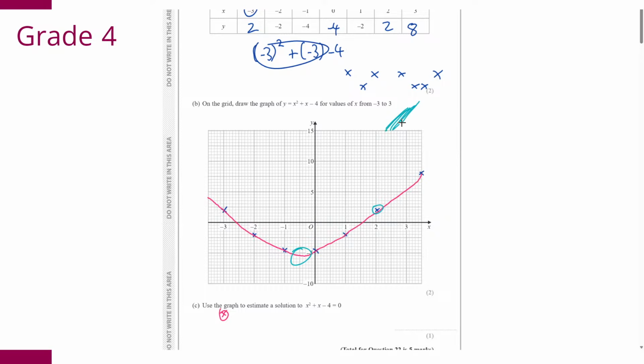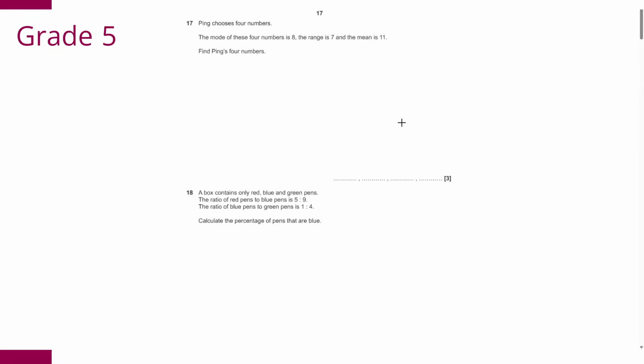Right. The first grade that I spotted was a grade 5. So someone has said, I want to do a grade 5, which is the point of today. So what I'm going to deliver, I just need to set up a few things first for each question. Okay, Ping chooses 4 numbers. Now, whenever I get a question like this, I always just do 4 boxes, right? So I've got straight away in my head what we're looking for here. We're looking for those 4 boxes, right? The mode of the 4 numbers is 8, the range is 7, and the mean is 11. Wow. This is going to be quite a tricky one, right?